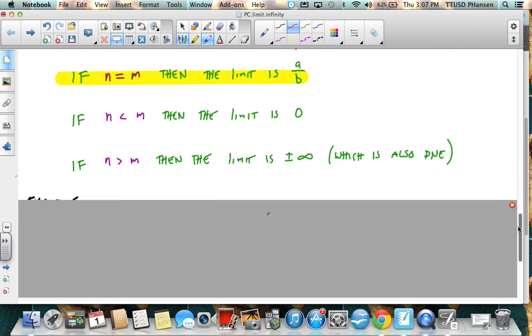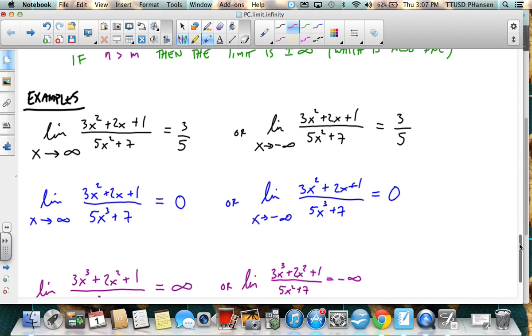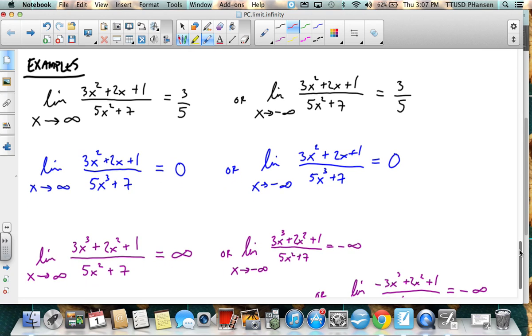So, examples. I've kind of got my little notes up there. Again, it's Miss Mitchell. Okay. Examples for the first one. Call this one number 1 right here.